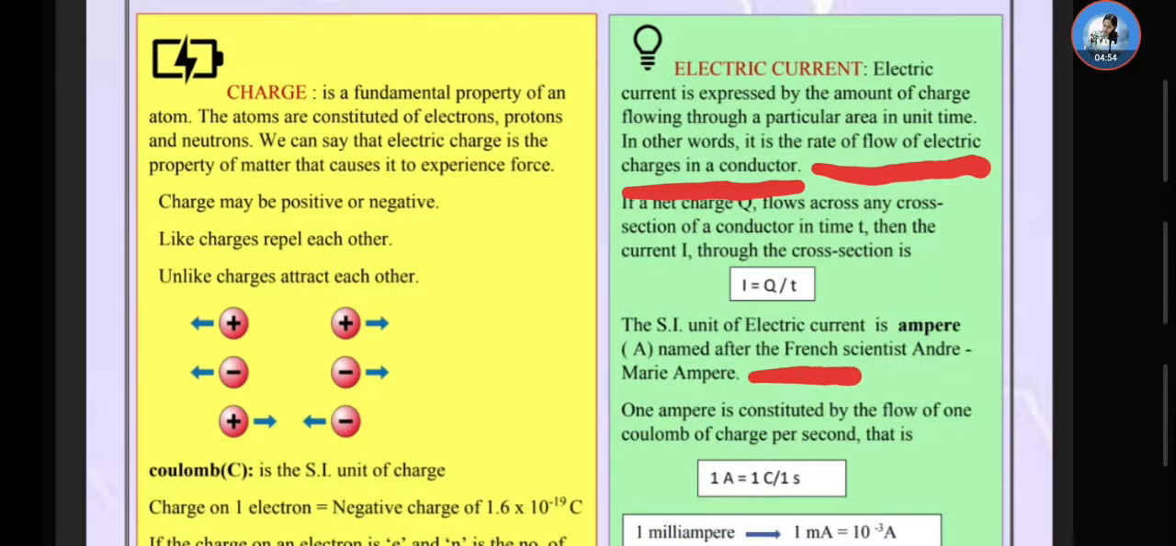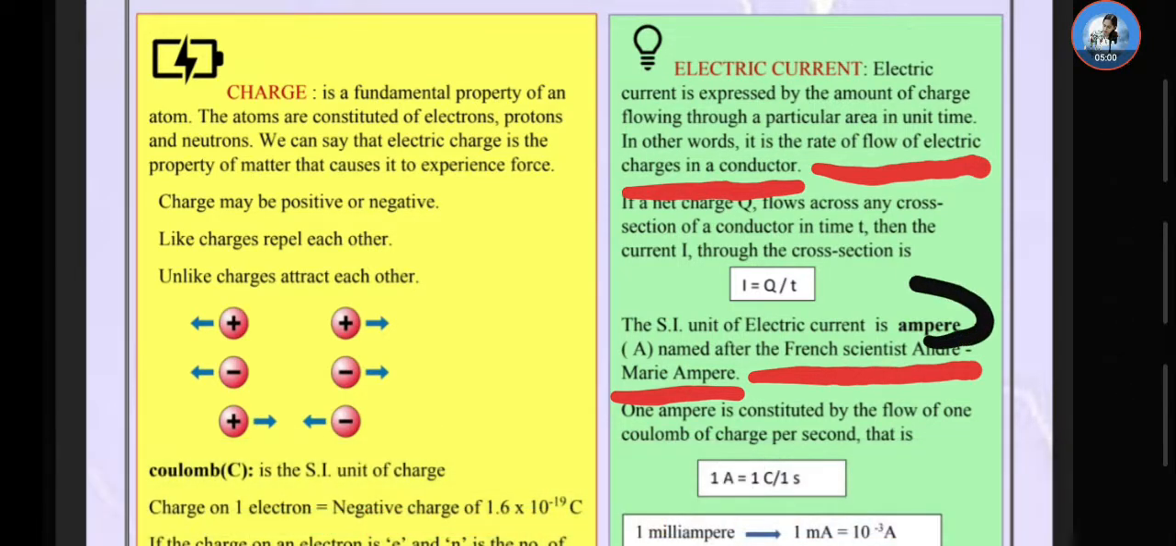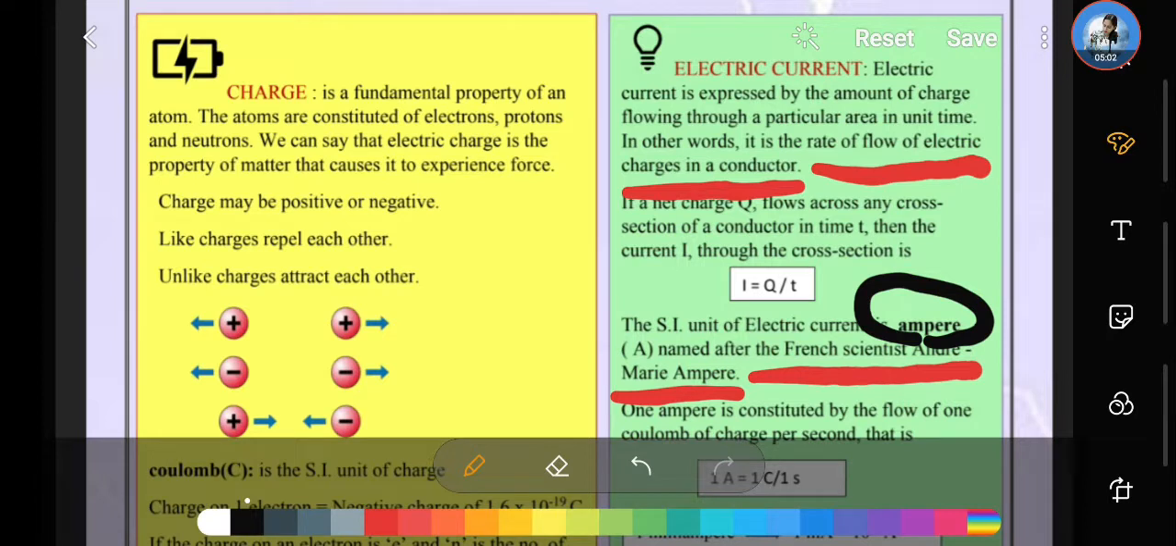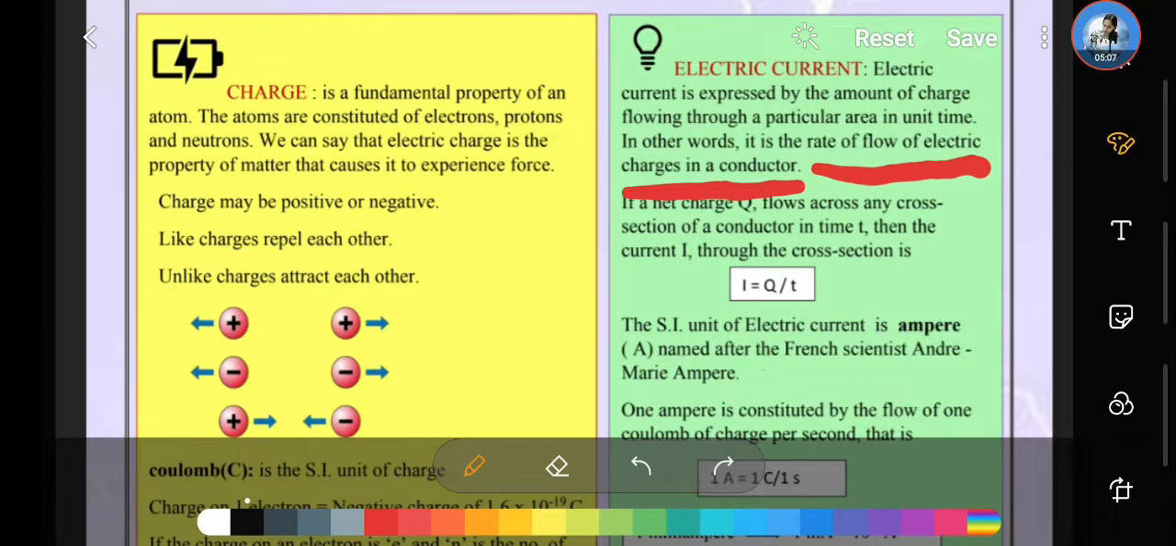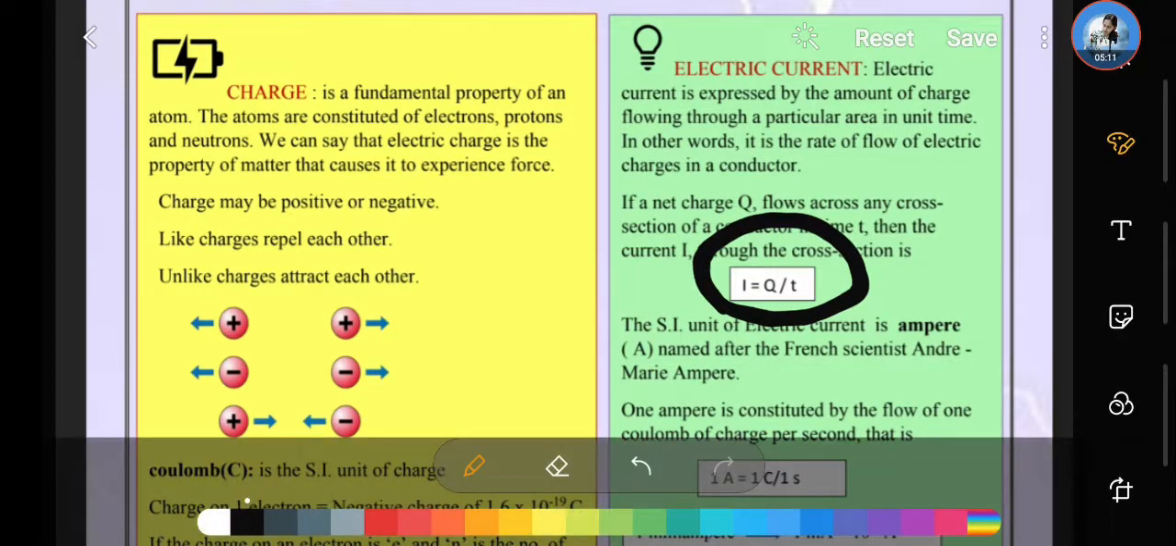Why is it called ampere? Because it is named after the French scientist André-Marie Ampère. And what is the formula for calculating electric current? That is I = Q/T. Here I is electric current, Q is the amount of charge, and T is the given time.